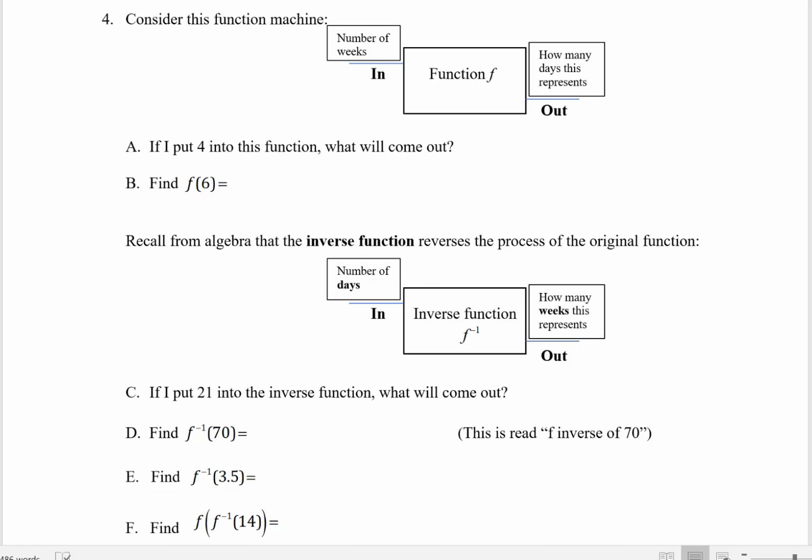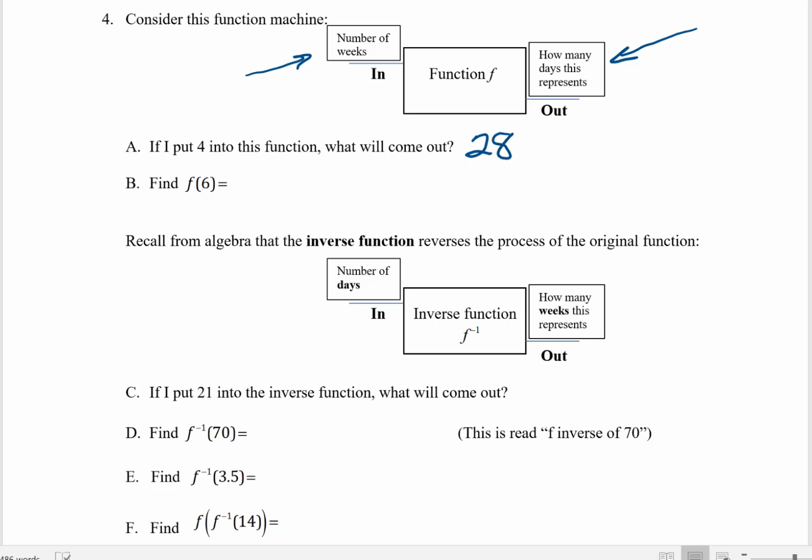Problem number 4, I've got a function machine here. The input represents a number of weeks, and then the function sends out how many days this represents. So letter A, if I put 4 in, that means 4 weeks. Well, how many days are there in 4 weeks? It would be 4 times 7. In other words, 28 would come out.